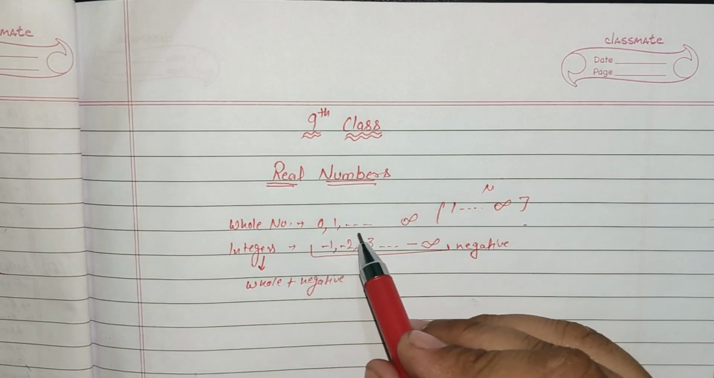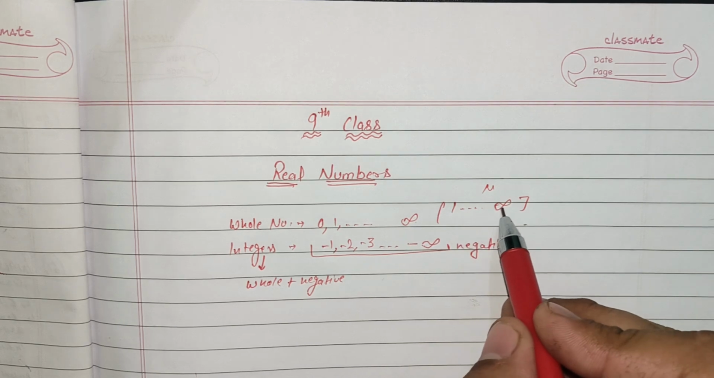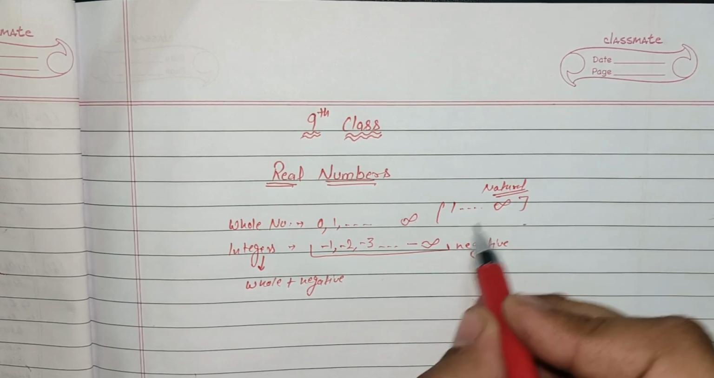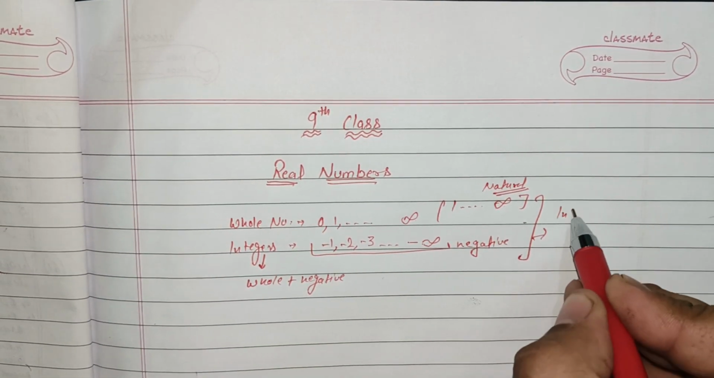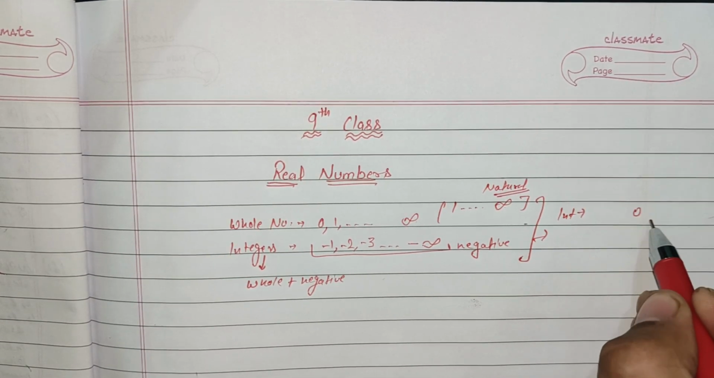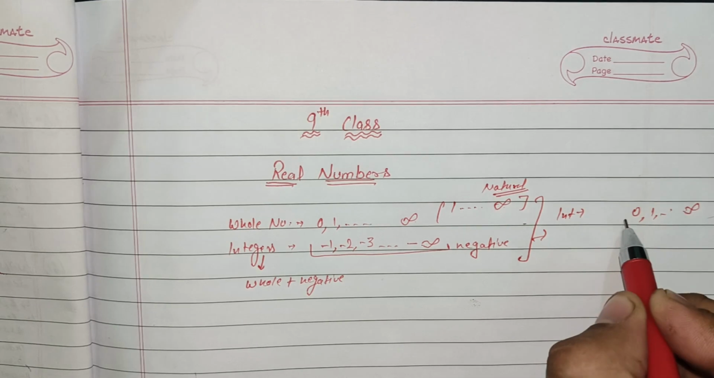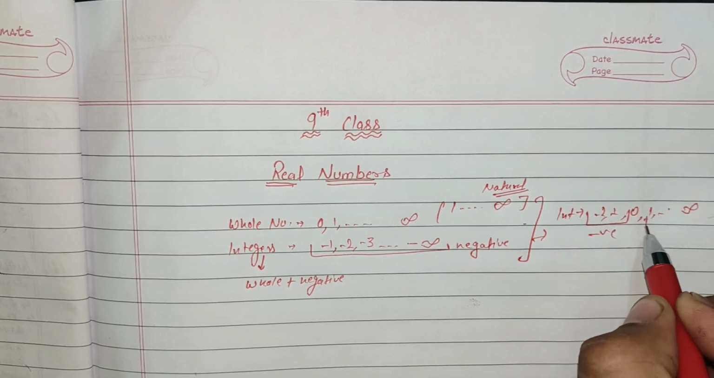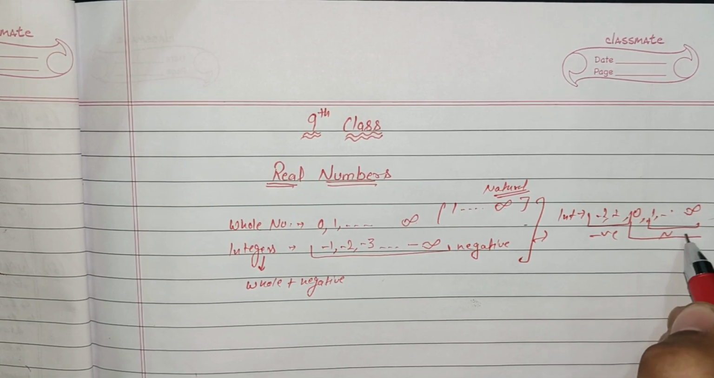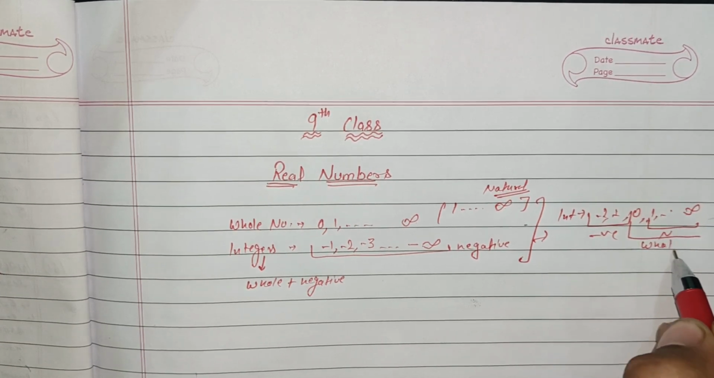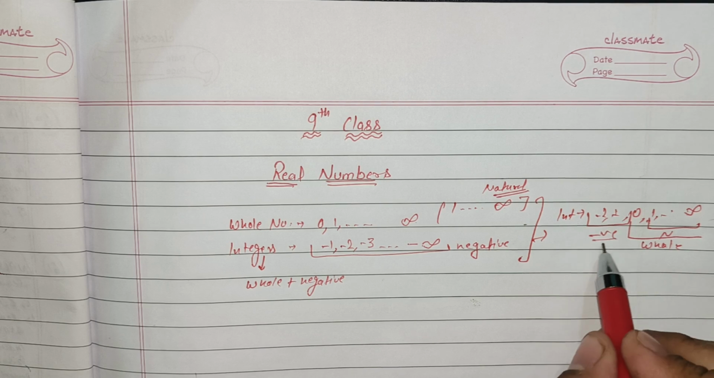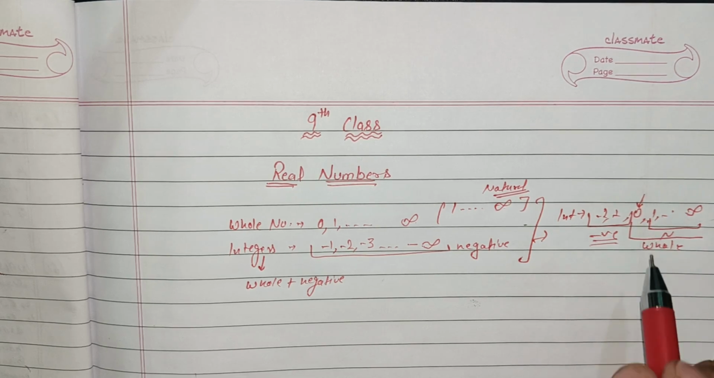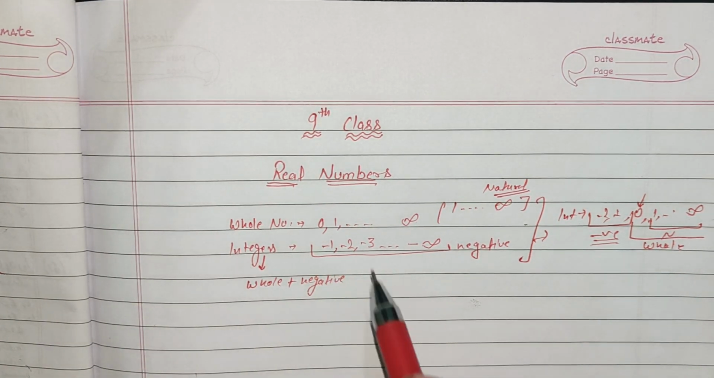So in whole numbers, if we start counting from 1 to infinity, they are called natural numbers. So we can say that integers is what? It is a collection of negative integers. These are negative, these are natural numbers, and they are already included in the whole numbers. So integers are nothing but collection of negative numbers and positive numbers. That also includes 0.